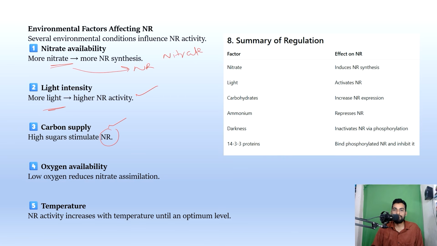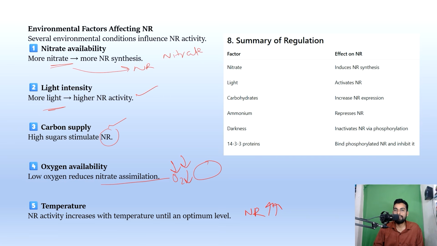Okay. Oxygen availability. If there is low oxygen, then nitrate assimilation will be low. Why is it decreasing in low oxygen? Because the plant's mitochondria need oxygen to produce energy. If there is low oxygen, then energy will be low and the production of NR will be low. The fifth point is temperature. If the temperature reaches optimal levels, then NR production will be high. If the temperature is more, then the production will be less. If the temperature is less, then NR will be produced less.